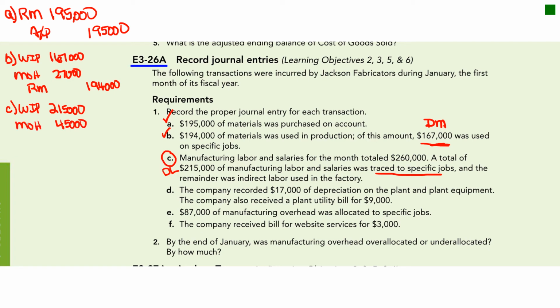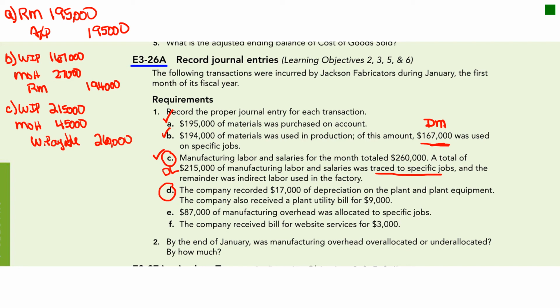And it says basically, assume if they haven't paid it, we've at least incurred it. So we're going to credit wages payable for $260,000. Going to write that there. So that would take care of part C.